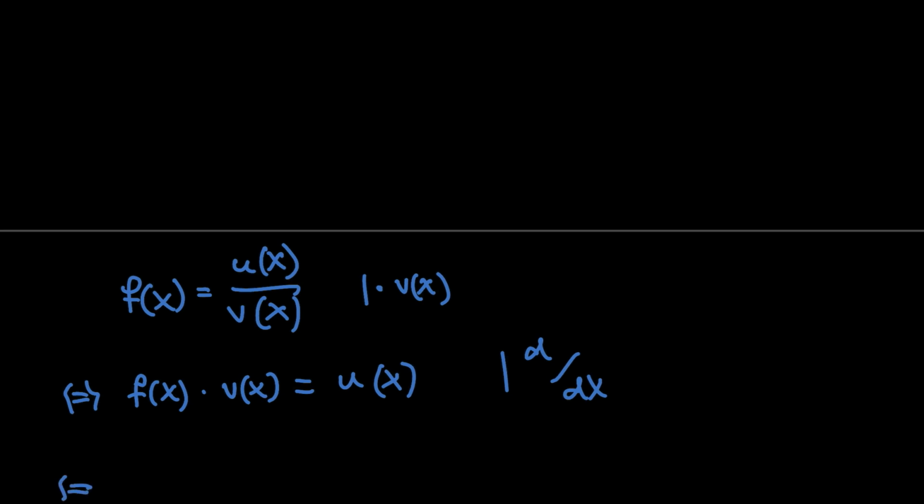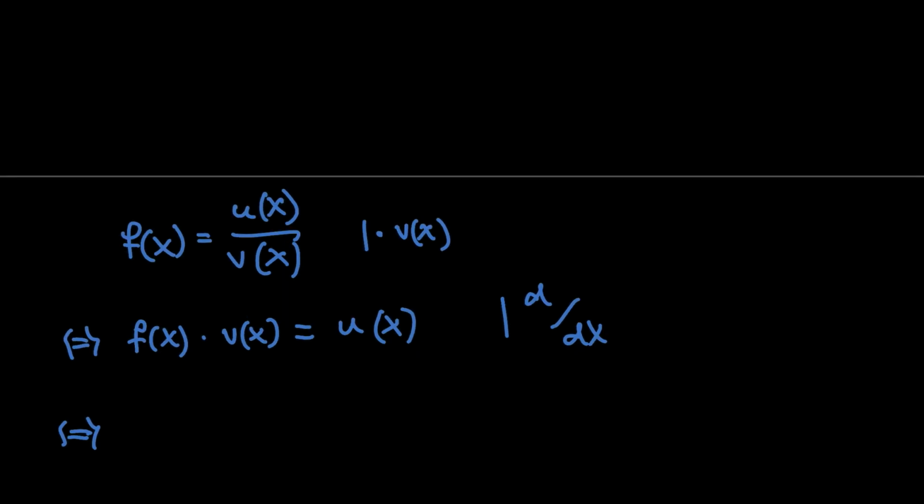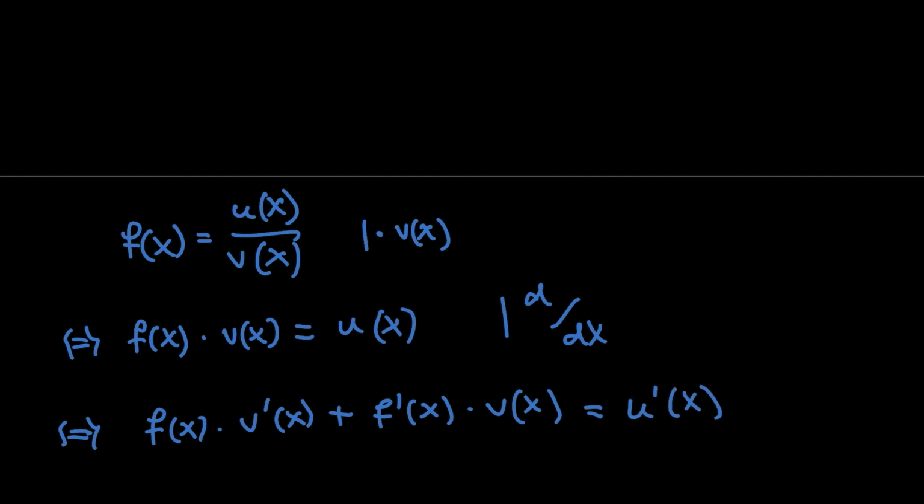Now, on the left side, we have a product. So to take the derivative of this whole thing, we just need to apply the product rule. So I'm going to write it out. It's f of x times v dashed of x plus f dashed of x times v of x. Now that was the left side, and we also need to take the derivative of the right side. The derivative of u of x is, of course, just u dashed of x.